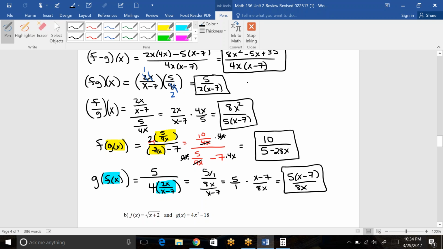So that is all of the different function evaluations for those operations. So you had adding and subtracting, which both required a common denominator. Multiplying just meant top times top, bottom times bottom. And division meant multiplying by the reciprocal, since these were both fractions. And then composition, both directions. So are we okay? I know that was a long one, but are we okay with that concept?